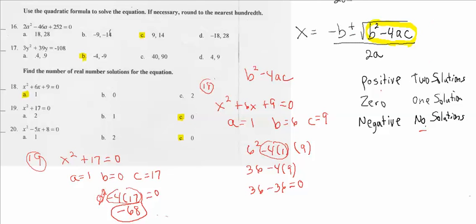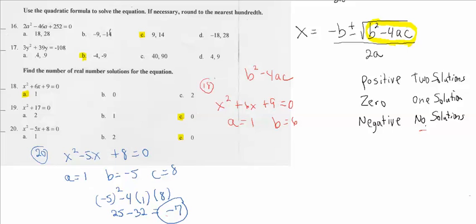And now the last one, okay, number 20, we have our a is 1, our b is negative 5, our c is positive 8. I put it into the discriminant. So negative 5 times negative 5 is 25. Negative 4 times 1 is negative 4. Negative 4 times 8 is negative 32. Keep, change, change. I get a negative 7. If you have a negative 7, you have no solution. So it's 0 solutions. Another letter C.